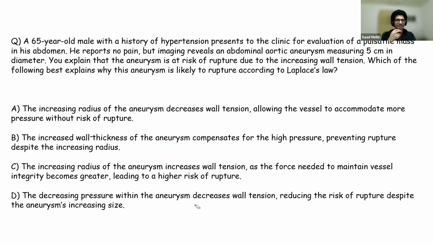Last question before we move on. This one's way smaller. I'm going to read it out. A 65-year-old male with a history of hypertension presents to the clinic for evaluation of a pulsatile mass in his abdomen. He reports no pain, but imaging reveals an abdominal aortic aneurysm measuring 5 centimeters in diameter. You explain that the aneurysm is at risk of rupture due to increasing wall tension. Which of the following best explains why this aneurysm is likely to rupture according to Laplace's law? Can you guys answer?